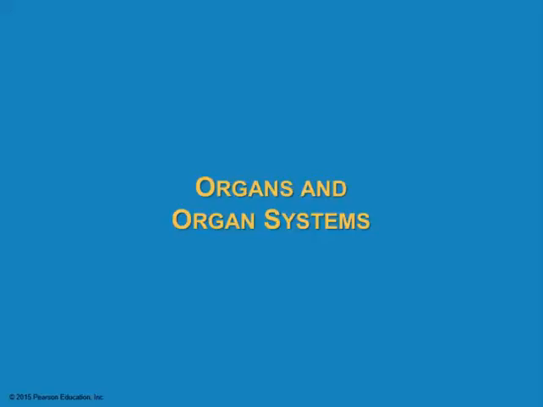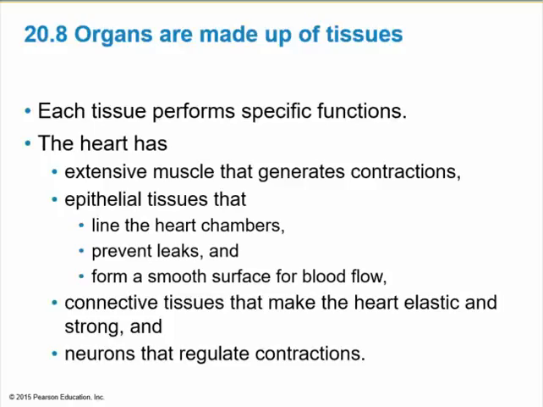All right, organs and organ systems. Every tissue has its job. The heart, for example, is made up of cardiac muscle, which contracts. Each muscle cell, because they're connected together by those intercalated discs, contracts as a unit. So all the cells contract at the same time.